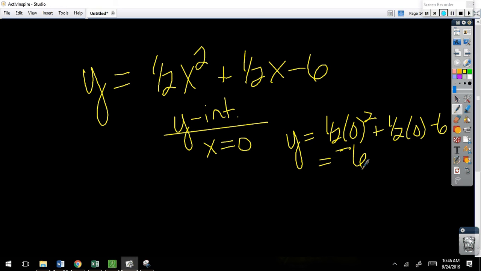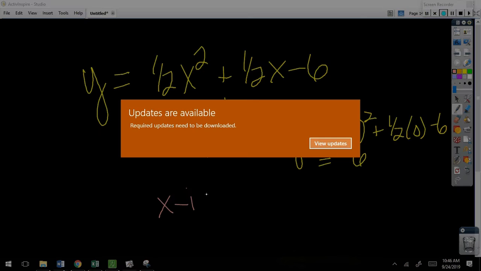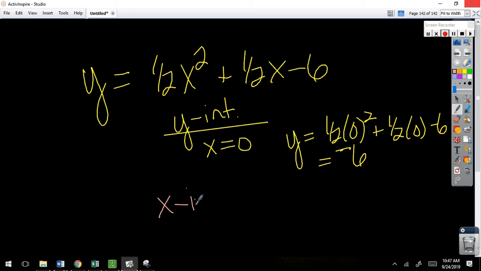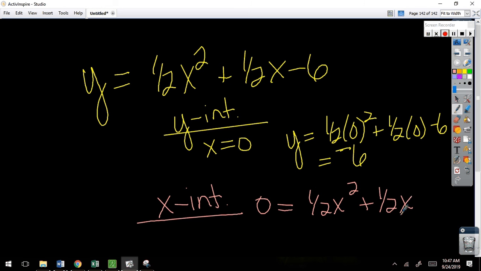But if I asked you to find the x-intercepts, it gets a little stickier, right? This time I'm letting y equal 0. But do you know how to solve this? This is a quadratic, and we'll talk about quadratics extensively in Chapter 3. So, no, most of us do not know how to solve this at this point, right?